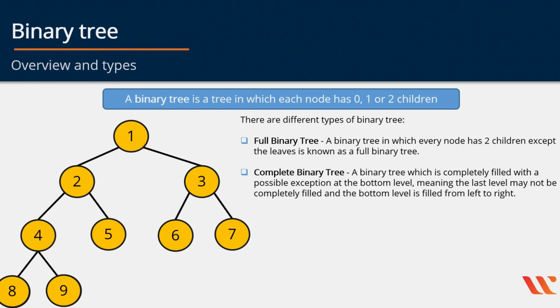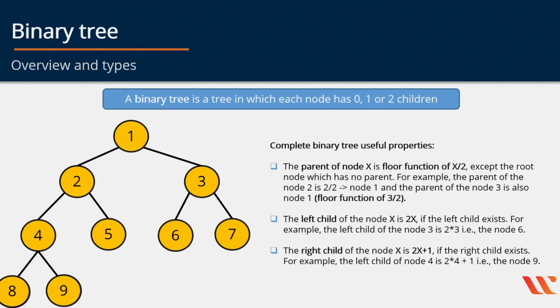So we have a complete and full binary tree. A complete binary tree has some useful properties. First, the parent of node x is the floor function of x divided by 2, except the root node, which has no parent. For example, the parent of node 2 is 2 divided by 2, so 1, and the parent of node 3 is also node 1, which is again the floor function of 3 divided by 2.